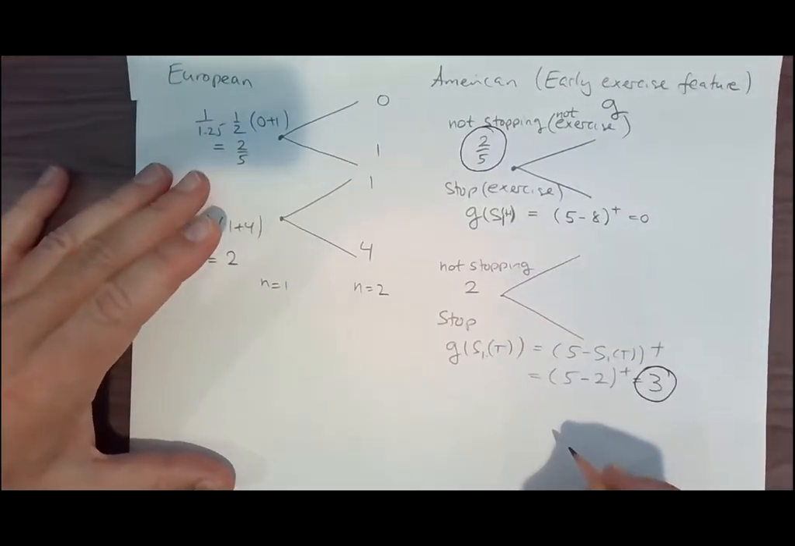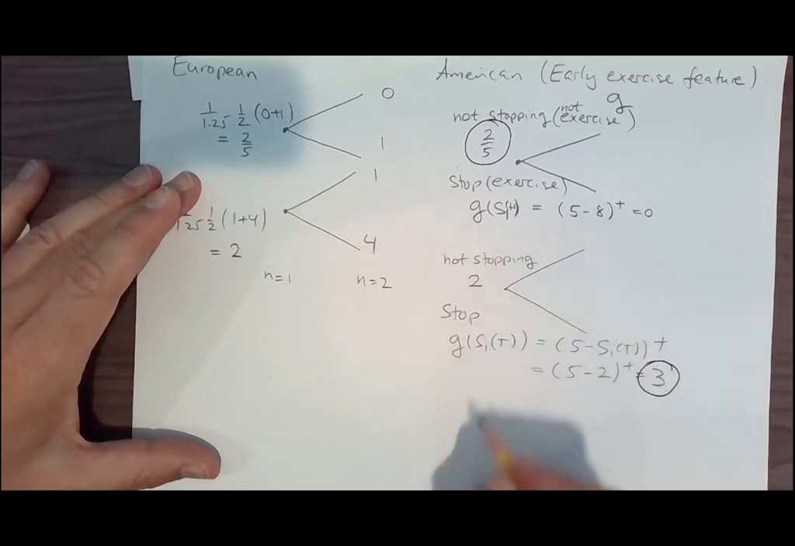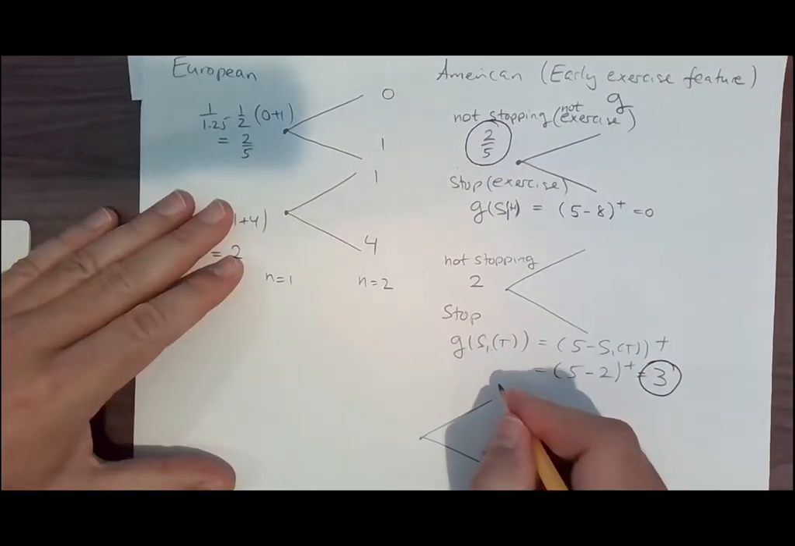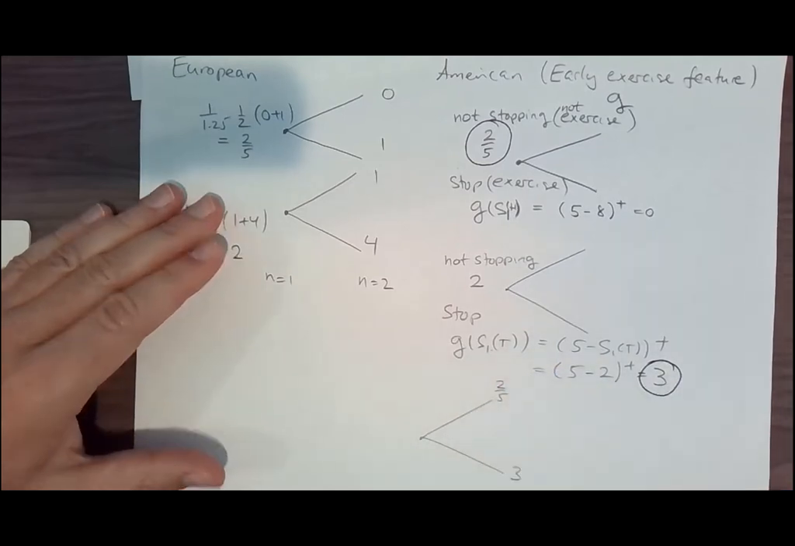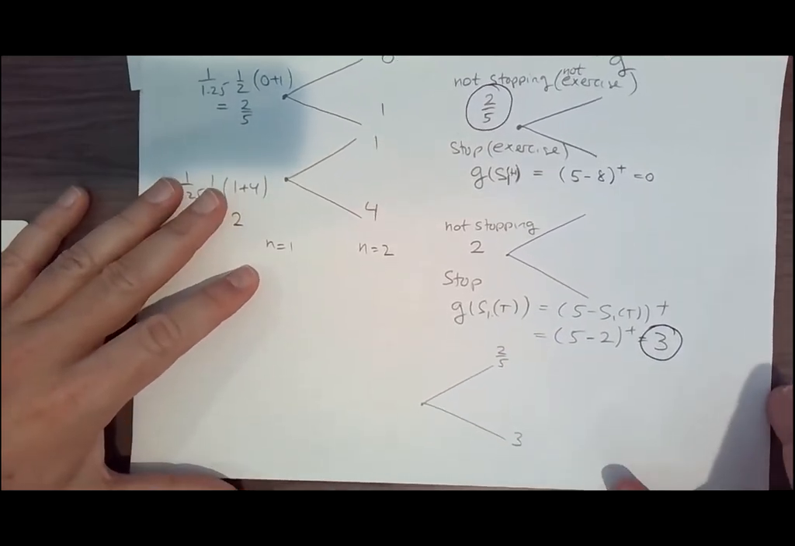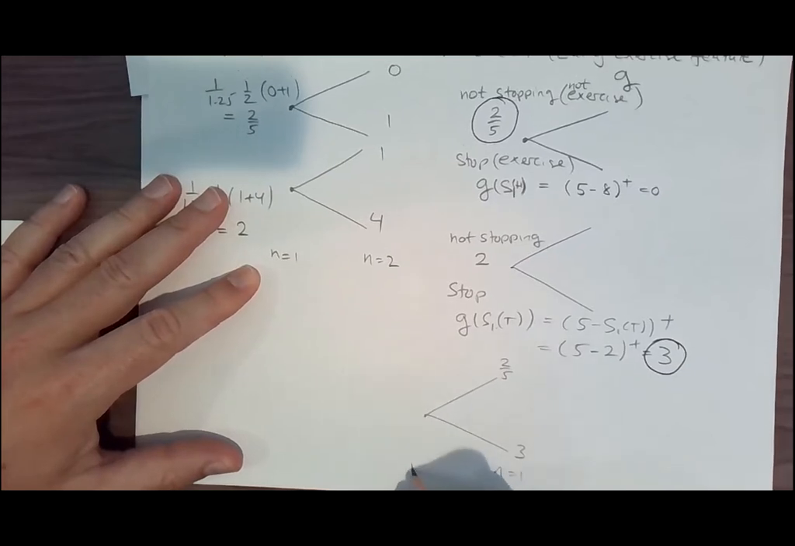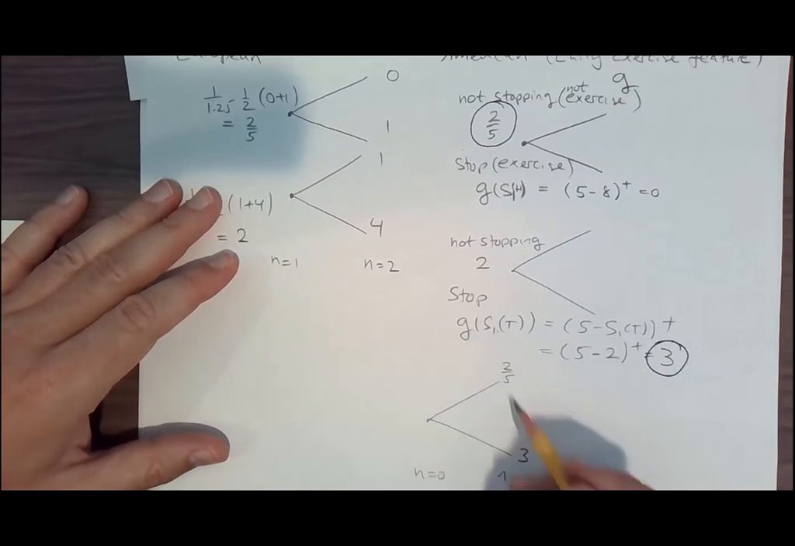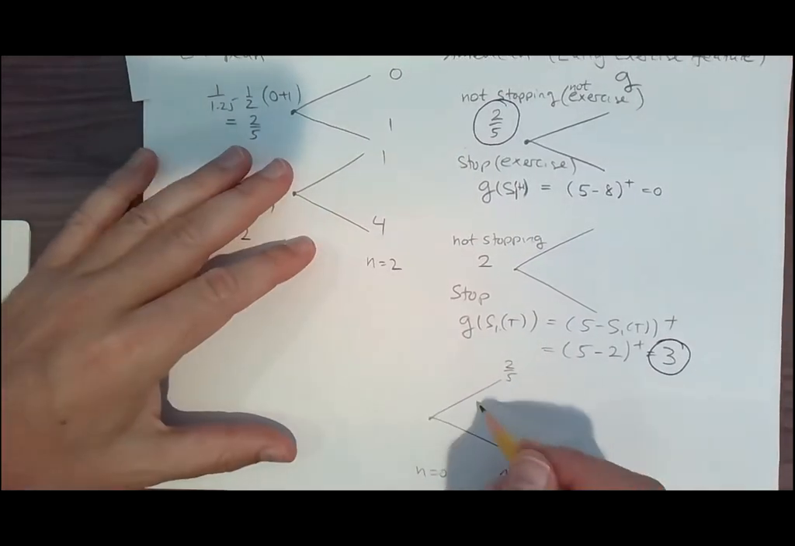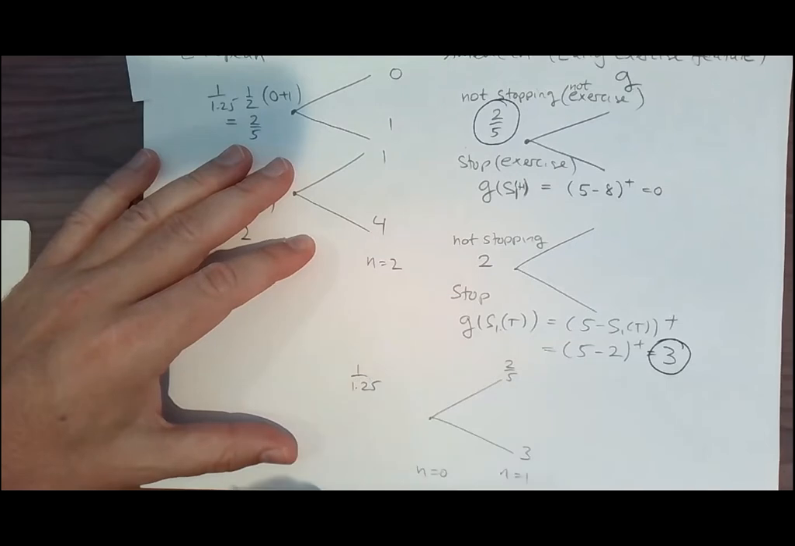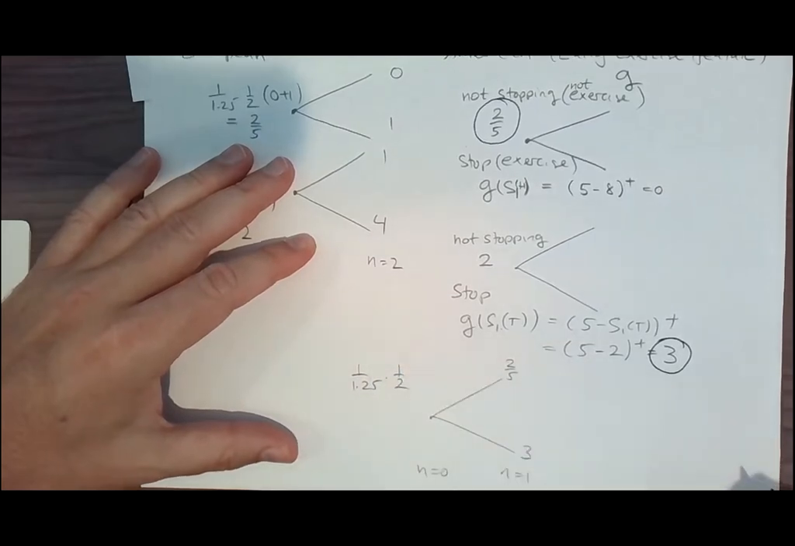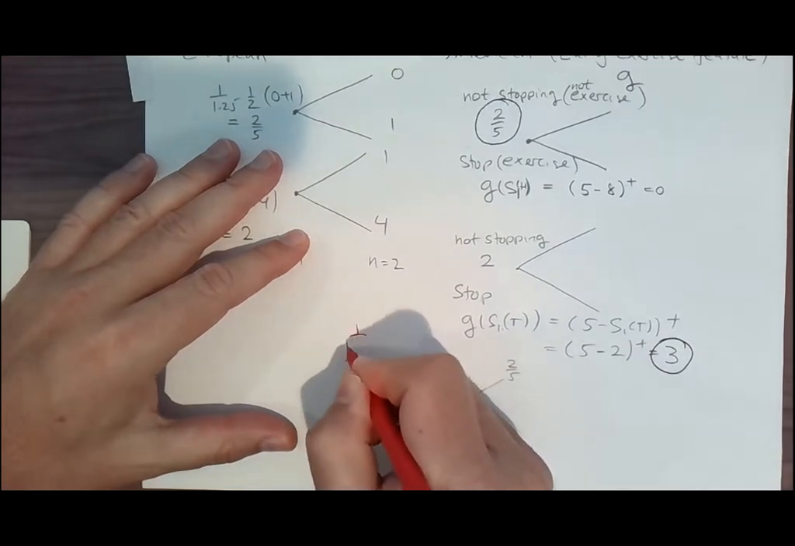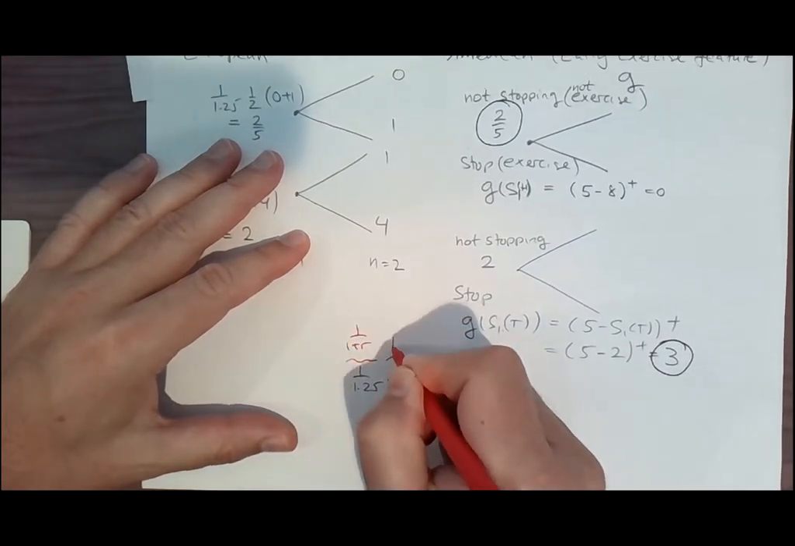But now for the American one, I'll need to figure out what the value is at time 0. So I'll have to do this one too. But now I have 2 over 5 and I'll have 3. That's all the way out to time 0. This is at time 1. This is at time 0. So I perform the same calculation. I'll have 1 over 1.25. That was the interest rate times the probability. The risk neutral one, P tilde, that was 1 over 2. This quantity is 1 over 1 plus R. This quantity is P tilde.